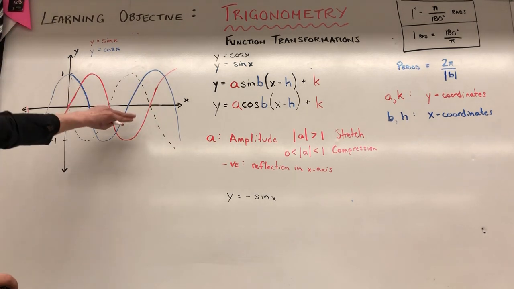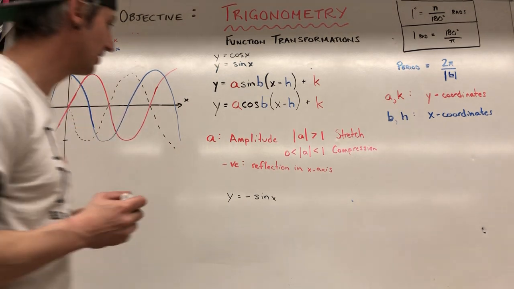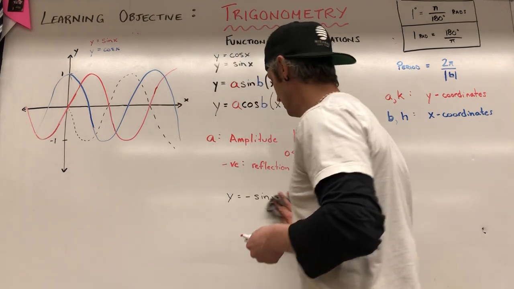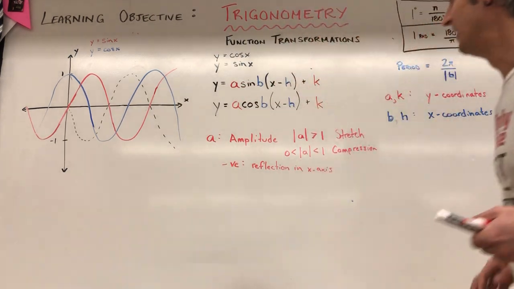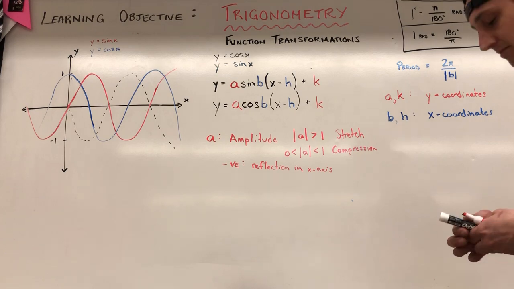It's a reflection. The dotted line is a reflection of the red line, the sine line, because that's just a reflection of the x-axis. Okay? That's A. And that's really all there is to it, A.